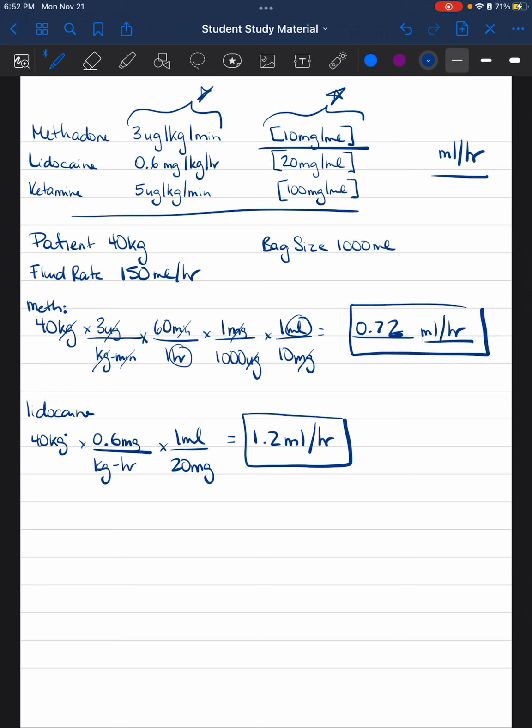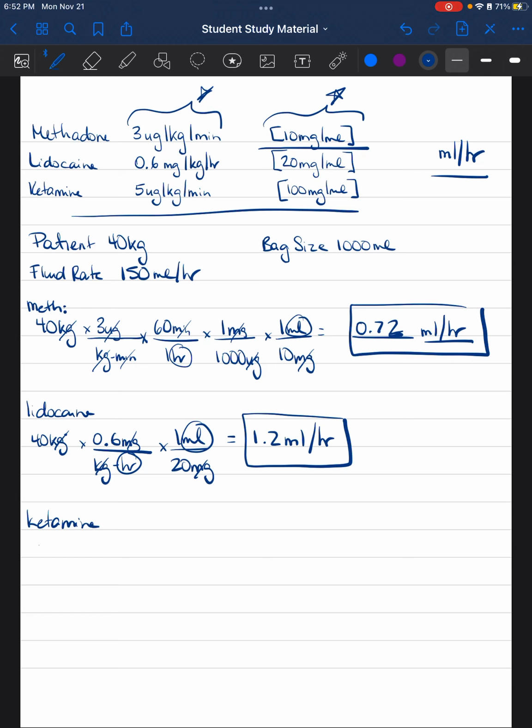Okay, and let's just double check and make sure that we set up our calculations correctly. So kilograms are gone, milligrams are gone. Oh, and yep, we're left with mils per hour, so we've done that correct. Okay, so next let's do the ketamine.